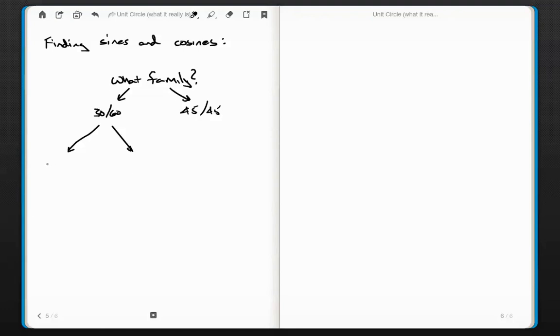So is it the long side or short side? All right. So if it's the long side, you know the number you're going to need is going to be something like √3/2. If it's the short side, you know the number is going to be 1/2.